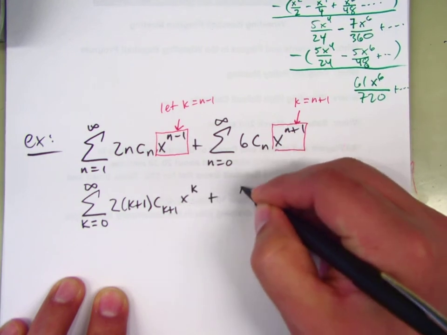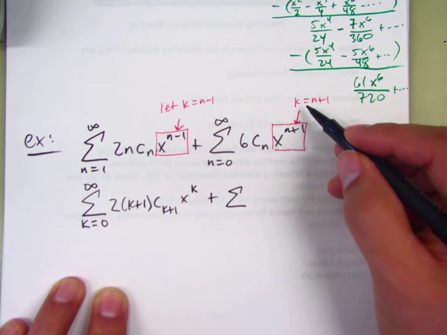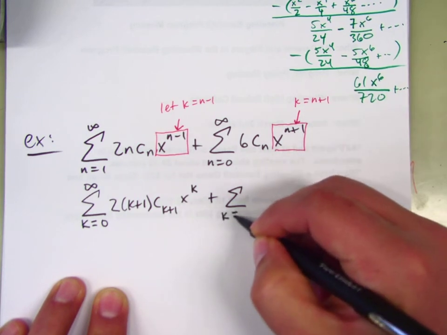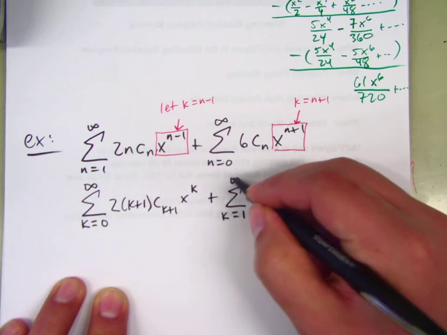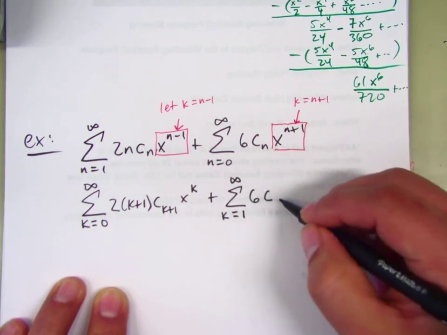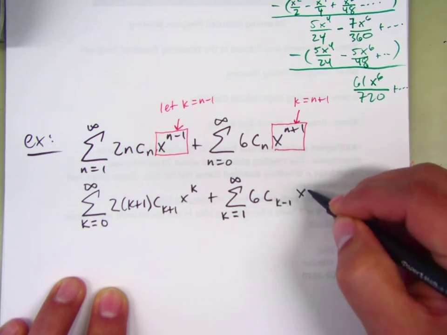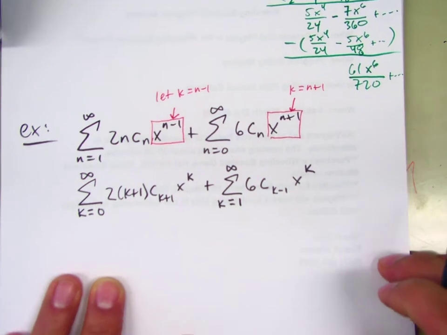Plus, now we do the same with this one. If we're starting this one at 0, that means k is going to start at 1. 6 c sub k minus 1, x to the k. So that's the first move.